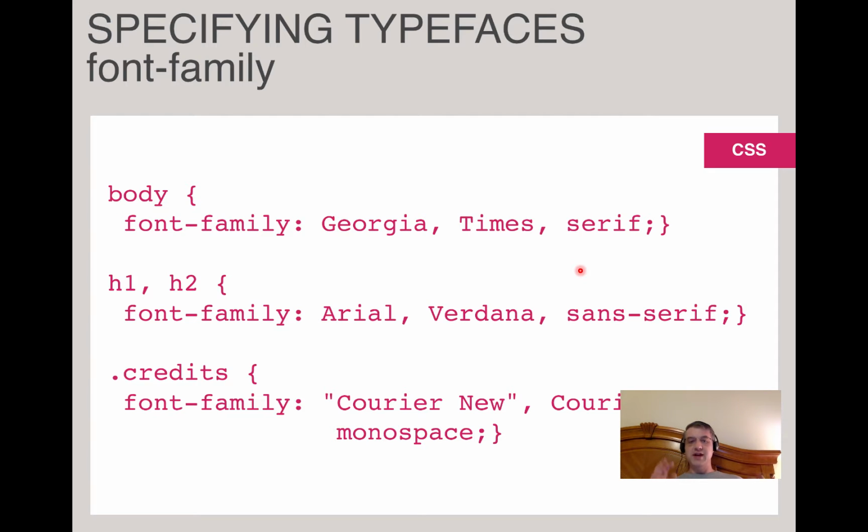Anyway, when you set up fonts on the web, what you're going to probably do is set up a series of fonts in order of preference. So what we're saying here is I want the body of this website to use the Georgia font family, but if they don't have Georgia installed, just go ahead and use Times. If they don't have Times installed, just use any serif font, or whatever your default serif font is for your browser. Just go ahead and use that. So this is listed in order of preference, right?